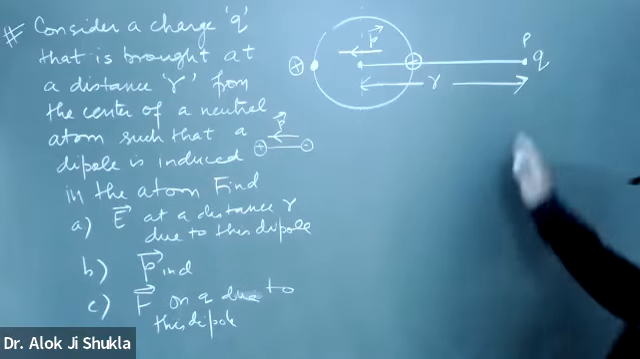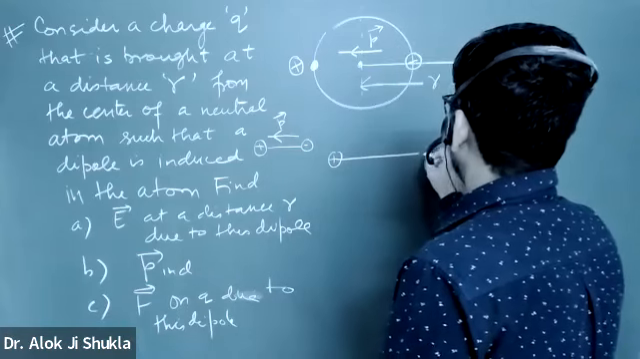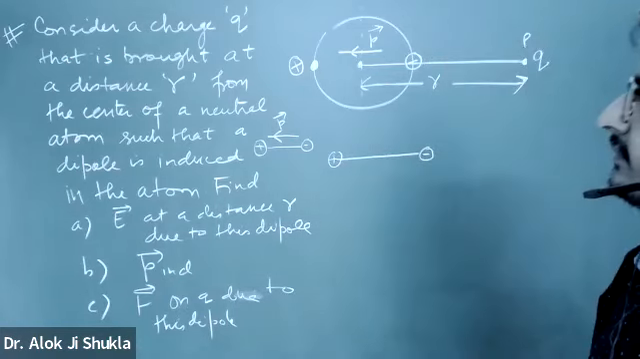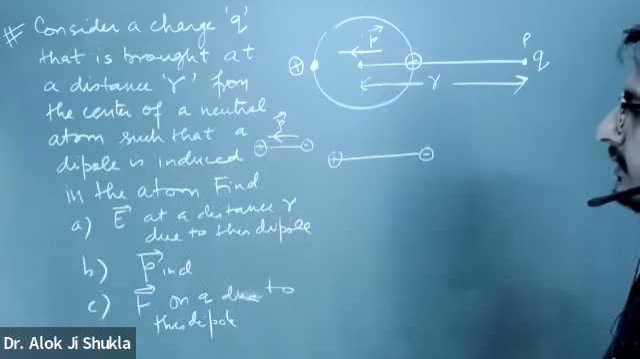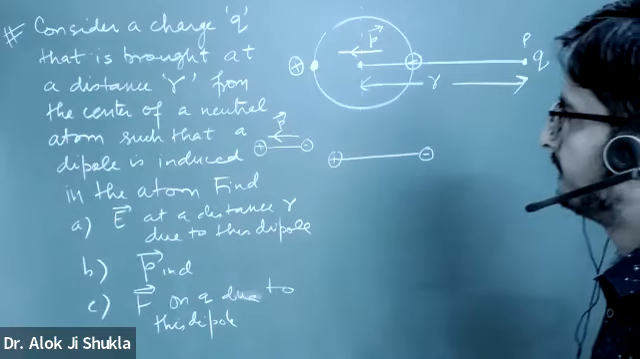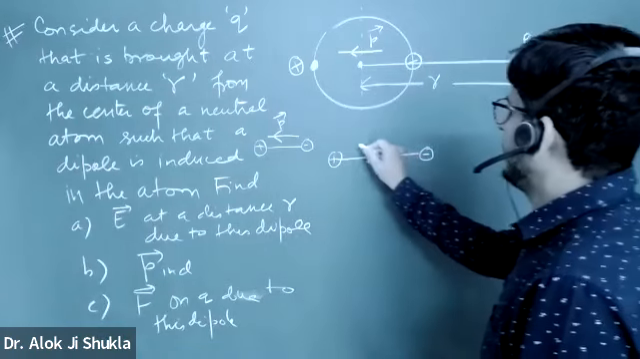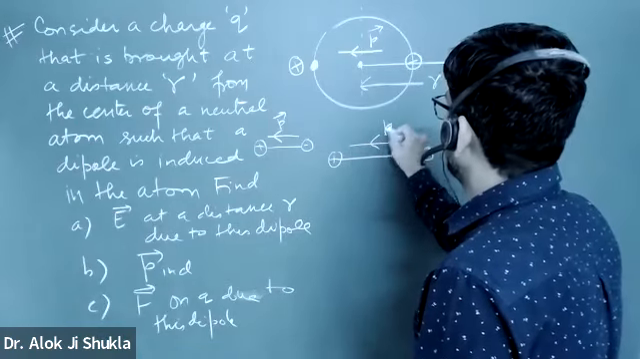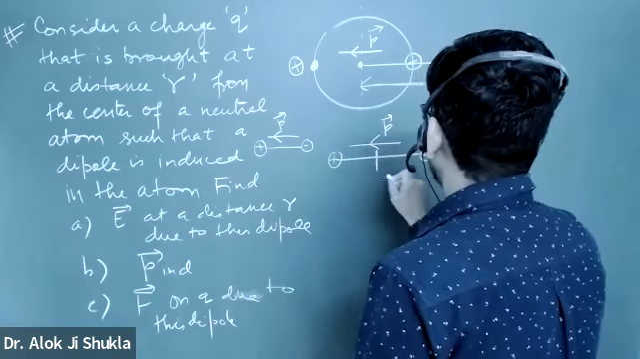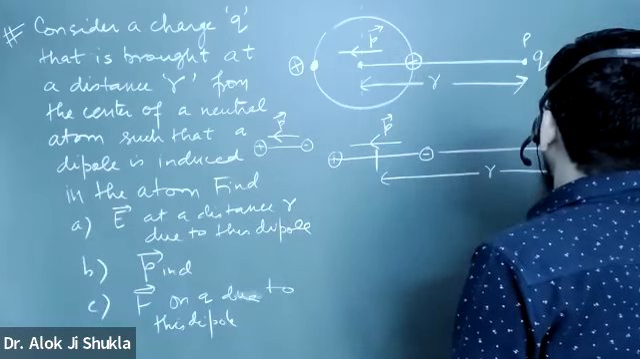So now what is the situation? If I write this, the situation is this. This is positive charge, this is negative charge, and some radius is given of this neutral atom. No radius is given, that is okay. So there will be a dipole moment like this, P, that is coming because of this Q charge. And from this center, there is a distance R where this Q charge is kept.